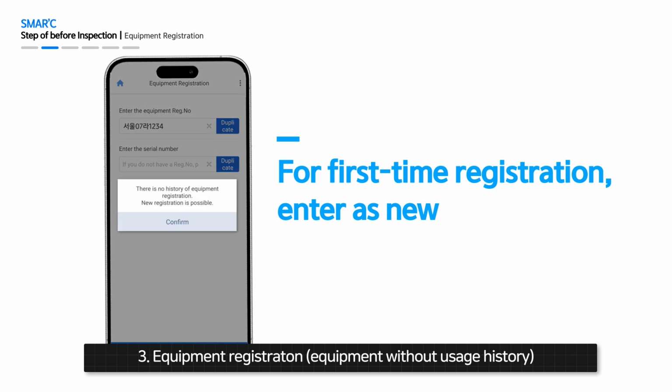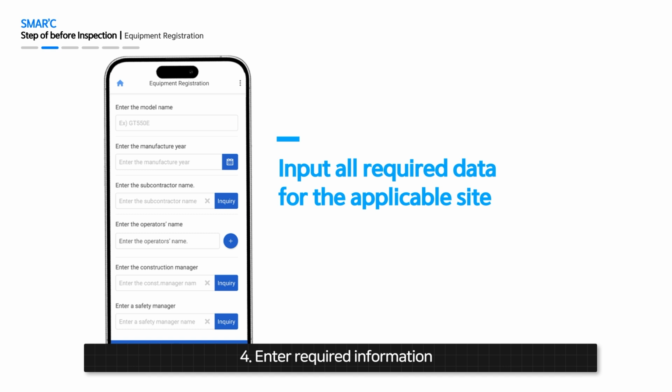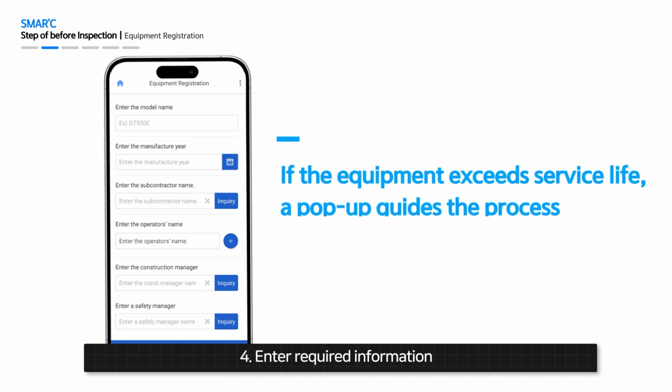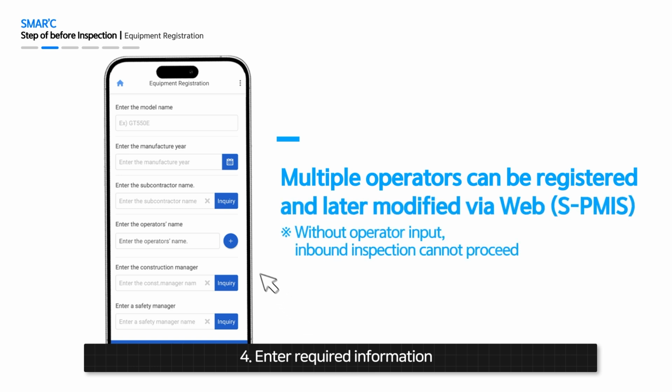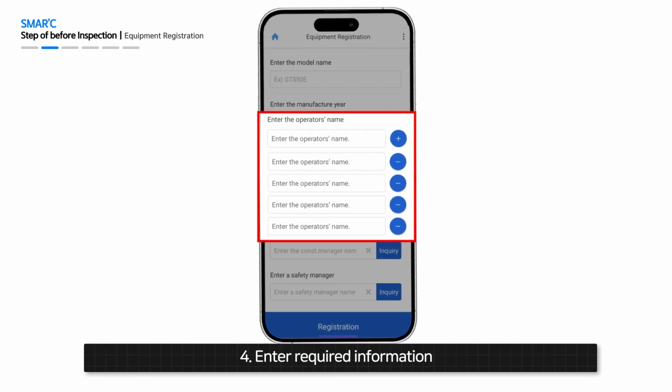Equipment that is being registered for the first time with Samsung CNT will need to be entered as new. Then enter the equipment type, contract type, equipment specifications, manufacture date, subcontractor name, driver, construction safety manager, etc. In particular, the date of manufacture should be set as the date registered on the registration certificate or certificate of manufacture nameplate. And if the service life of the construction equipment is exceeded, a pop-up will appear to guide you through the process. Multiple drivers can be registered, and once registered, they can be modified on the web.